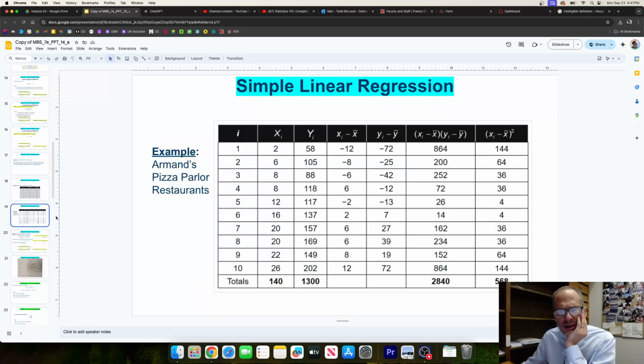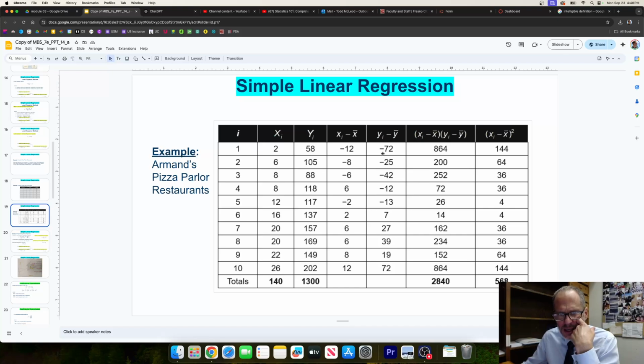Well, let's just look right here. So here's our x. When there's 2,000 students, there's $58,000 worth of sales every quarter, because this is all in thousands. When there's 6,000 students, there's $105,000 worth of sales every quarter. These students love pizza. When there's 22,000 students, there's $149,000 worth of sales every quarter. So we could take xi minus x bar. Here 2 is our xi, and x bar is 140. Oh, those are totals, and we have 10, so we divide by 10. We get 14 for the mean. So 2 minus 14 is negative 12. 22 minus 14 is 8, right?